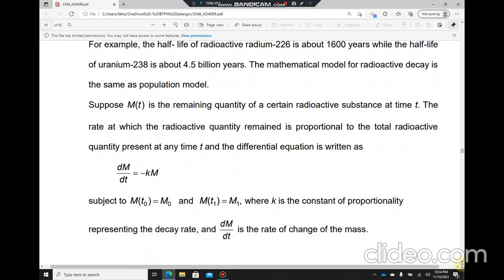and the differential equation is written as dM/dt equals negative kM, subject to M(t0) equals M0 and M(t1) equals M1, where k is the constant of proportionality representing the decay rate and dM/dt is the rate of change of the mass.